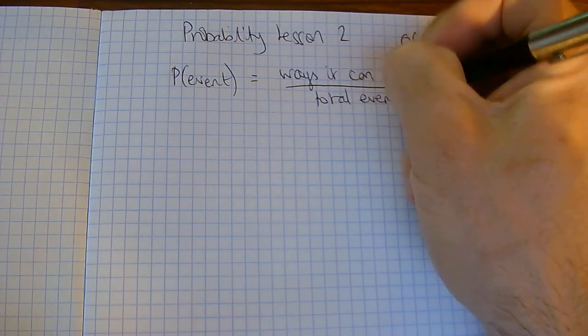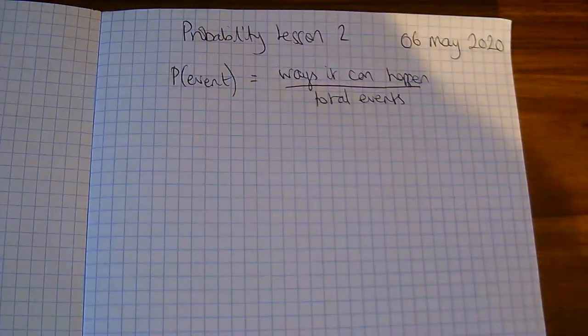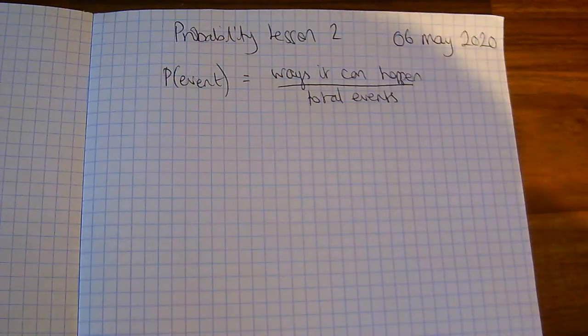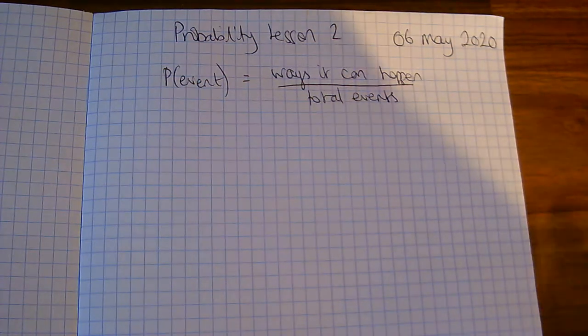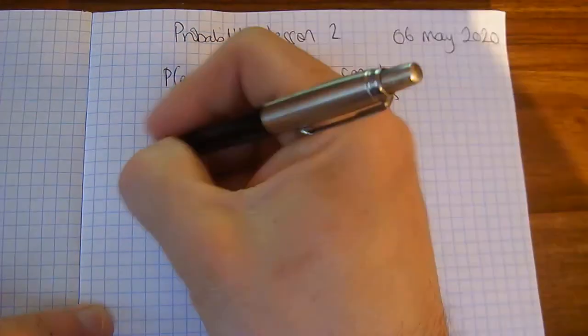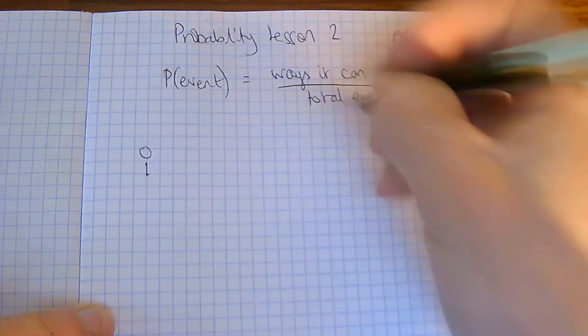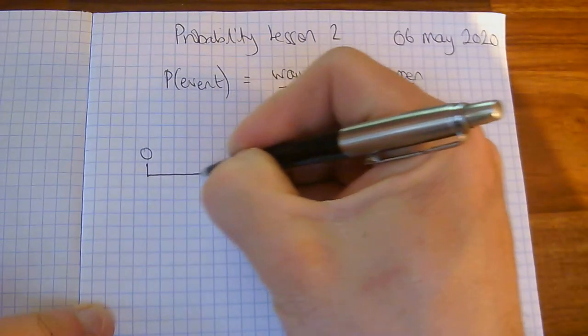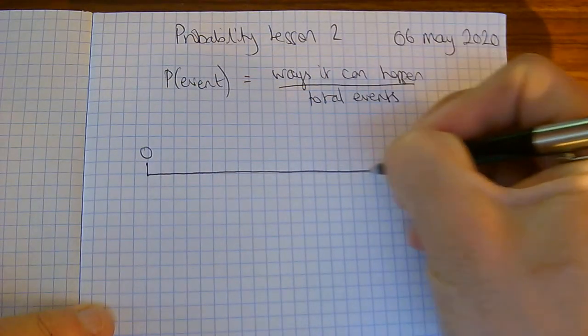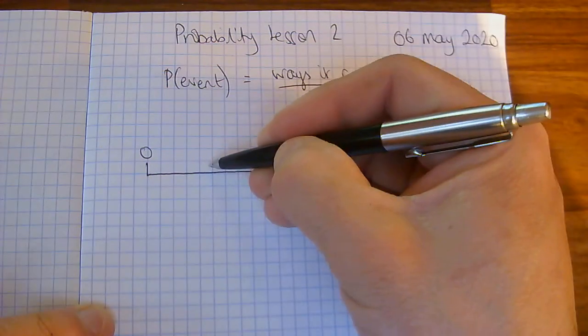Now, just like yesterday, you're going to do some different questions, but today you're going to take it one step further. So once we've got to that stage, you're going to start to look at using a probability line. Now remember, a probability line goes from 0 at one end to 1 at the other end. So when we're doing this, you might want to draw this out in your books.